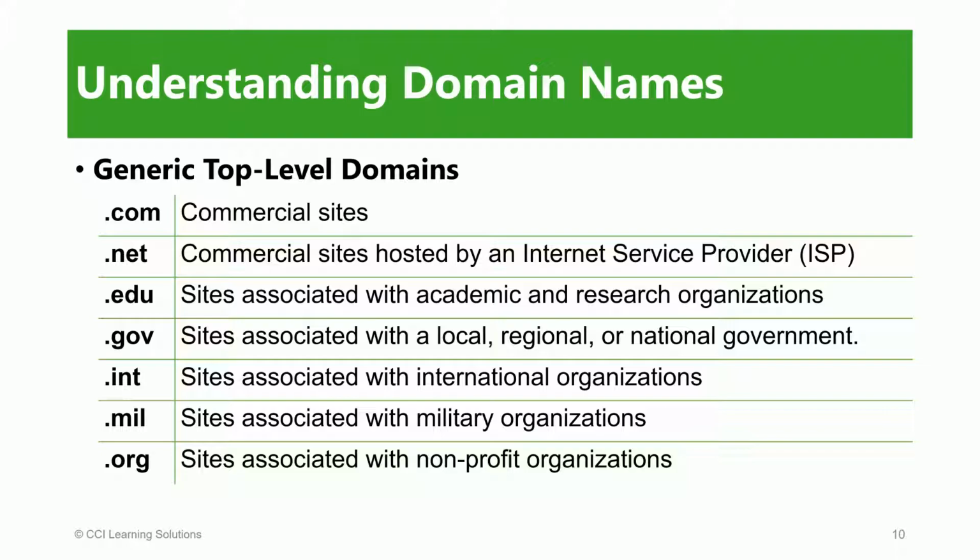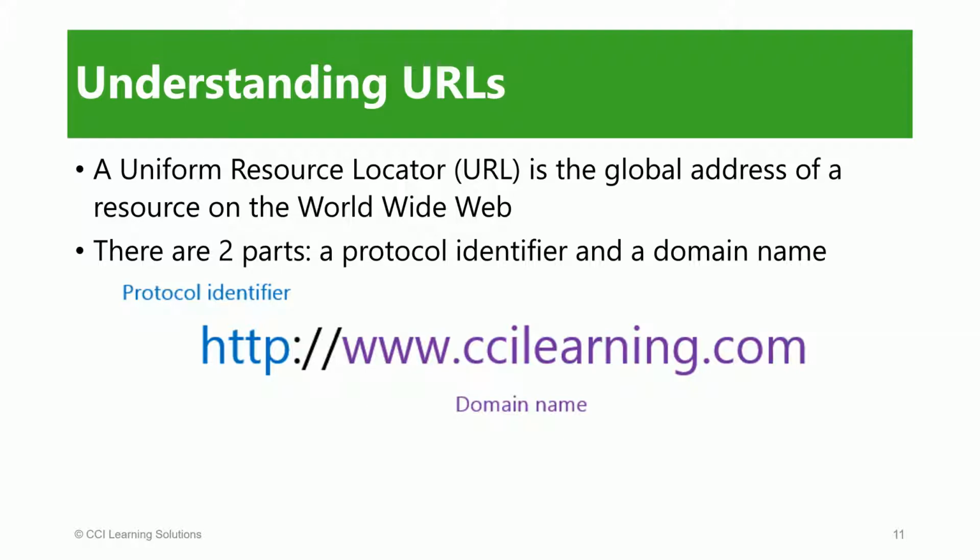So generic top level domains, we have .com for commercial sites, .net for commercial sites hosted by an internet service provider, .edu, sites associated with academic and research organizations, .gov, sites associated with local, regional, or national government, .int, sites associated with international organizations, .mil, sites associated with military organizations, and .org, sites associated with nonprofit organizations.